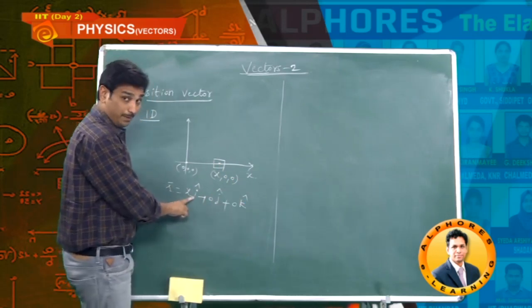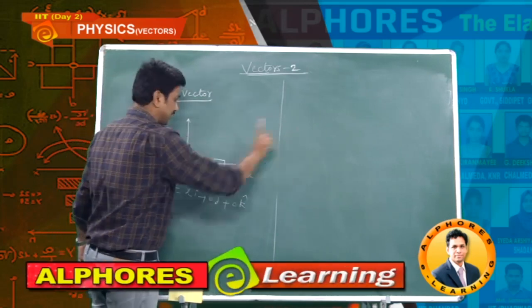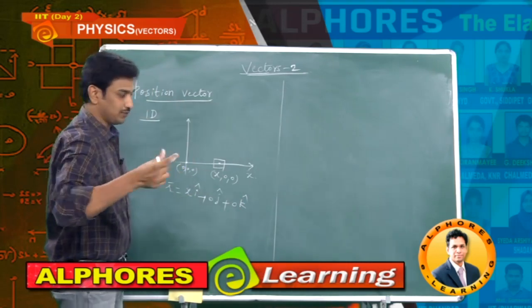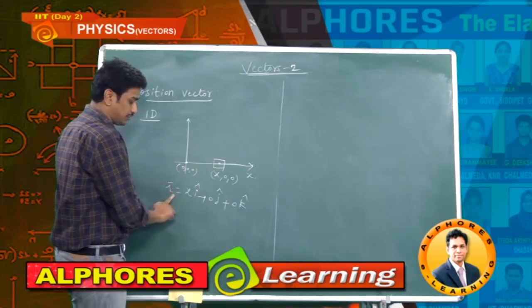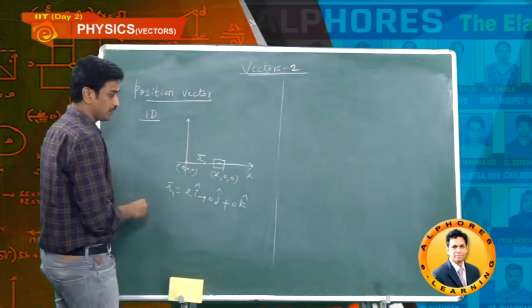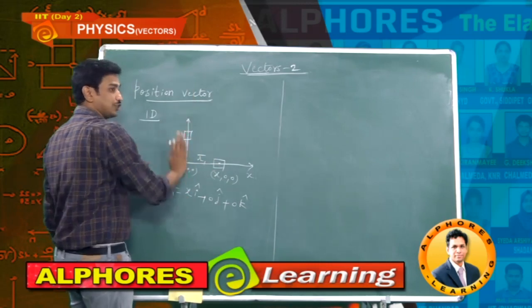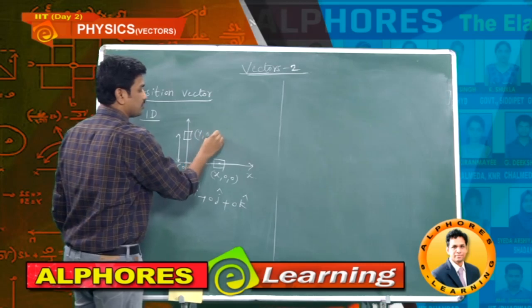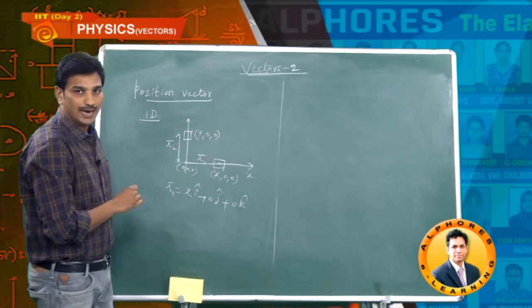i cap represents the direction of the x axis, j cap the direction of the y axis, k cap the direction of the z axis. If the particle moves along the x axis, this is the position vector. Let it be r1 bar. Suppose the particle is moving along the y direction. Where is it? 0, y, 0. Now this position vector we can call r2 bar.